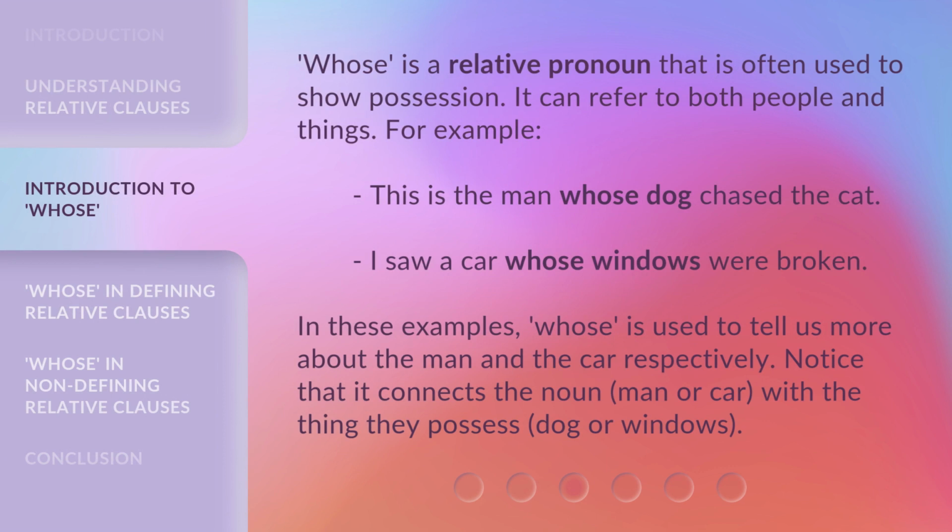Whose is a relative pronoun that is often used to show possession. It can refer to both people and things. For example, this is the man whose dog chased the cat. I saw a car whose windows were broken. In these examples, whose is used to tell us more about the man and the car respectively. Notice that it connects the noun, man or car, with the thing they possess, dog or windows.